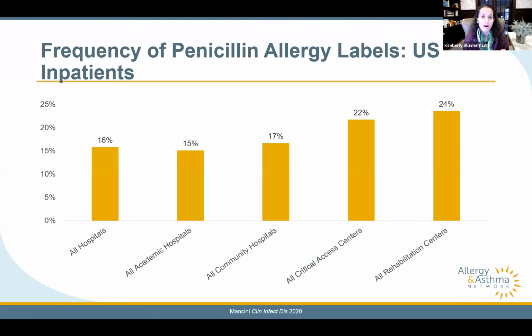And the more our patients are sick or interact with the healthcare system, the higher the frequency of penicillin allergy labels. Whereas it might be 1 in 10 in a primary care waiting room, in the hospital setting, it's 16%. And in a rehab setting, as you can see from this study, all the way up to 24%. This 24-25% has also been the same in cancer patients and other patients frequently accessing healthcare.